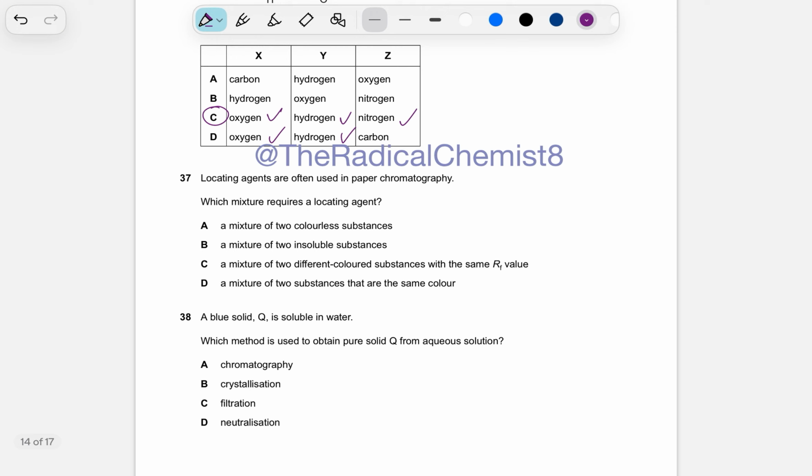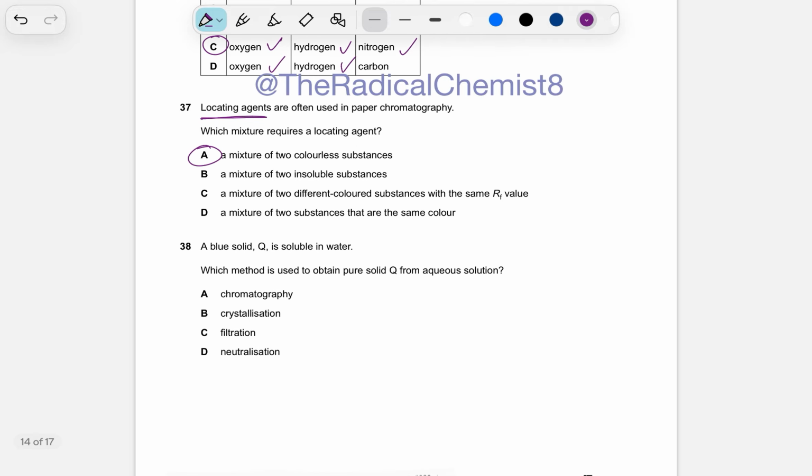Locating agents are often used in paper chromatography. Which mixture requires a locating agent? So locating agents are normally sprayed on chromatograms when the spots are not visible, so they are colorless. So your answer is A, a mixture of two colorless substances.